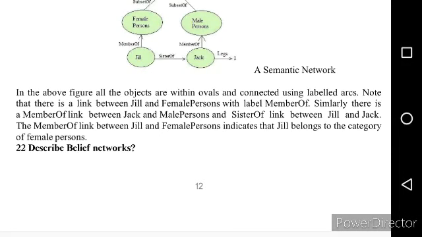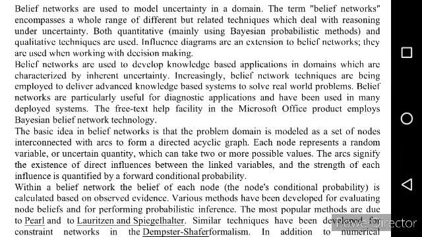In the above figure, all the objects are within ovals and connected using labeled arcs. Note that there is a link between Jill and female persons with the label member of. Similarly, there is a member of link between Jack and male persons, and a sister of link between Jill and Jack. The member of link between Jill and female persons indicates that Jill belongs to the category of female persons.